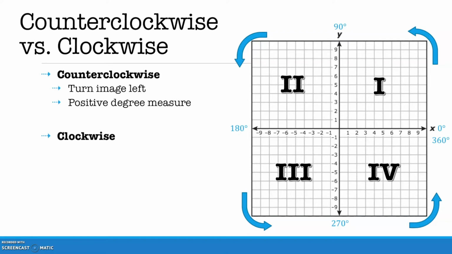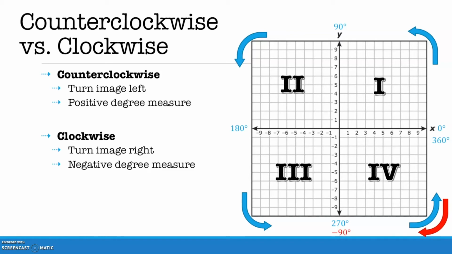When rotating an image clockwise, we are turning the image to the right, which will represent a negative degree measurement. So starting again at 0 degrees, moving to the right, negative 90 degrees, which is equivalent to a rotation of 270 degrees. 2 rotations to the right is a rotation of negative 180 degrees, also the same as a rotation of positive 180. 3 times is a rotation of negative 270, which is the same as a rotation of positive 90. And then 4 times is a rotation of negative 360, which is the same as a rotation of 0 or 360 degrees.